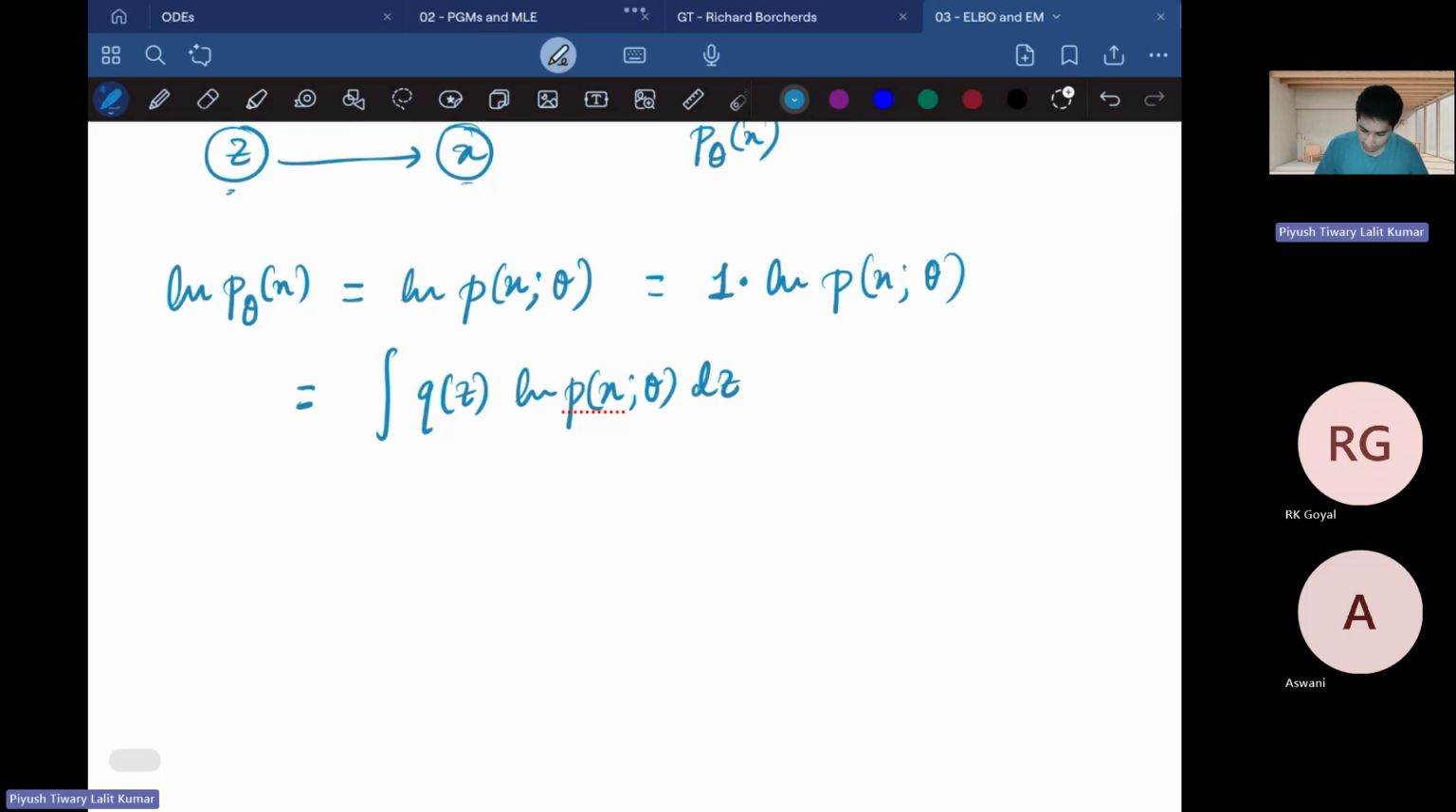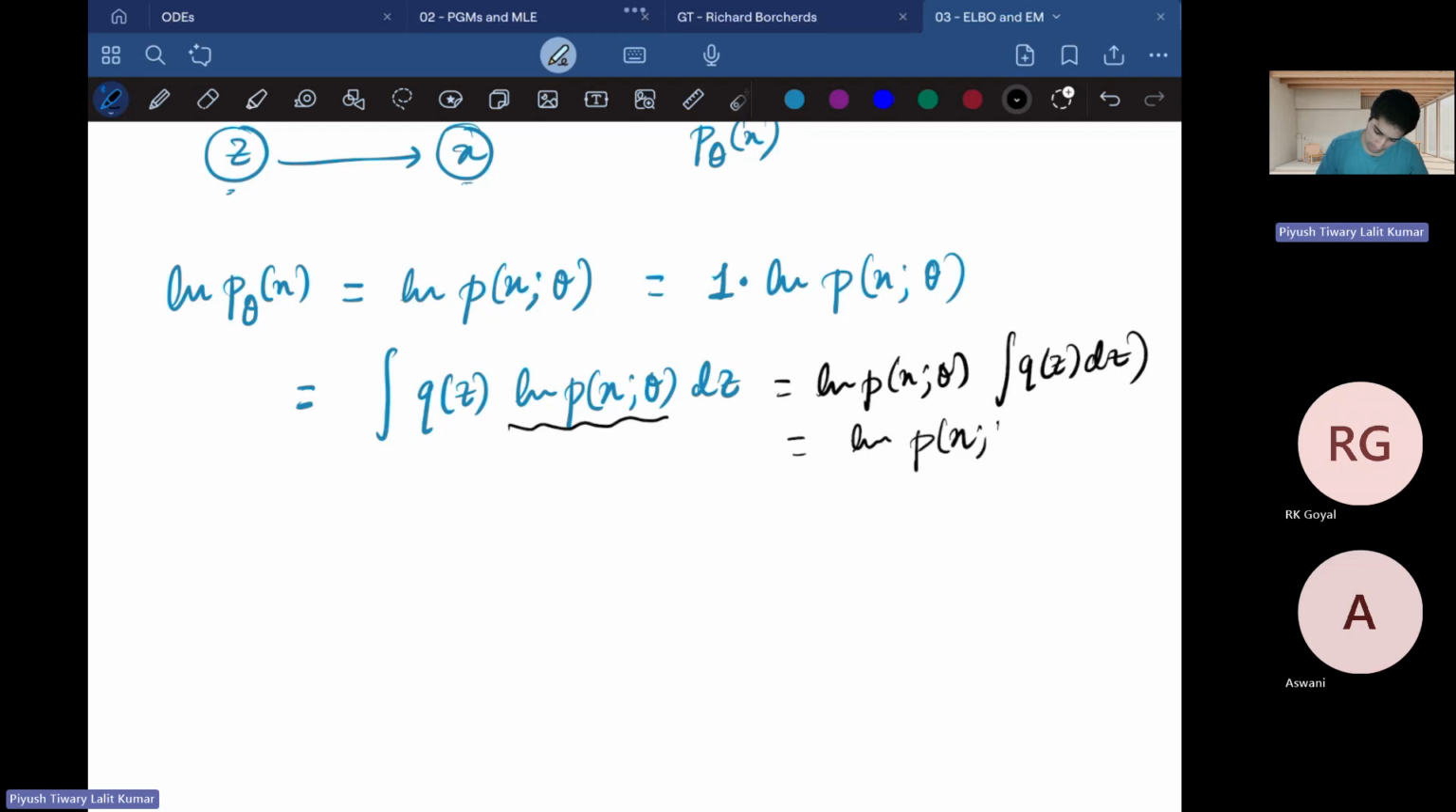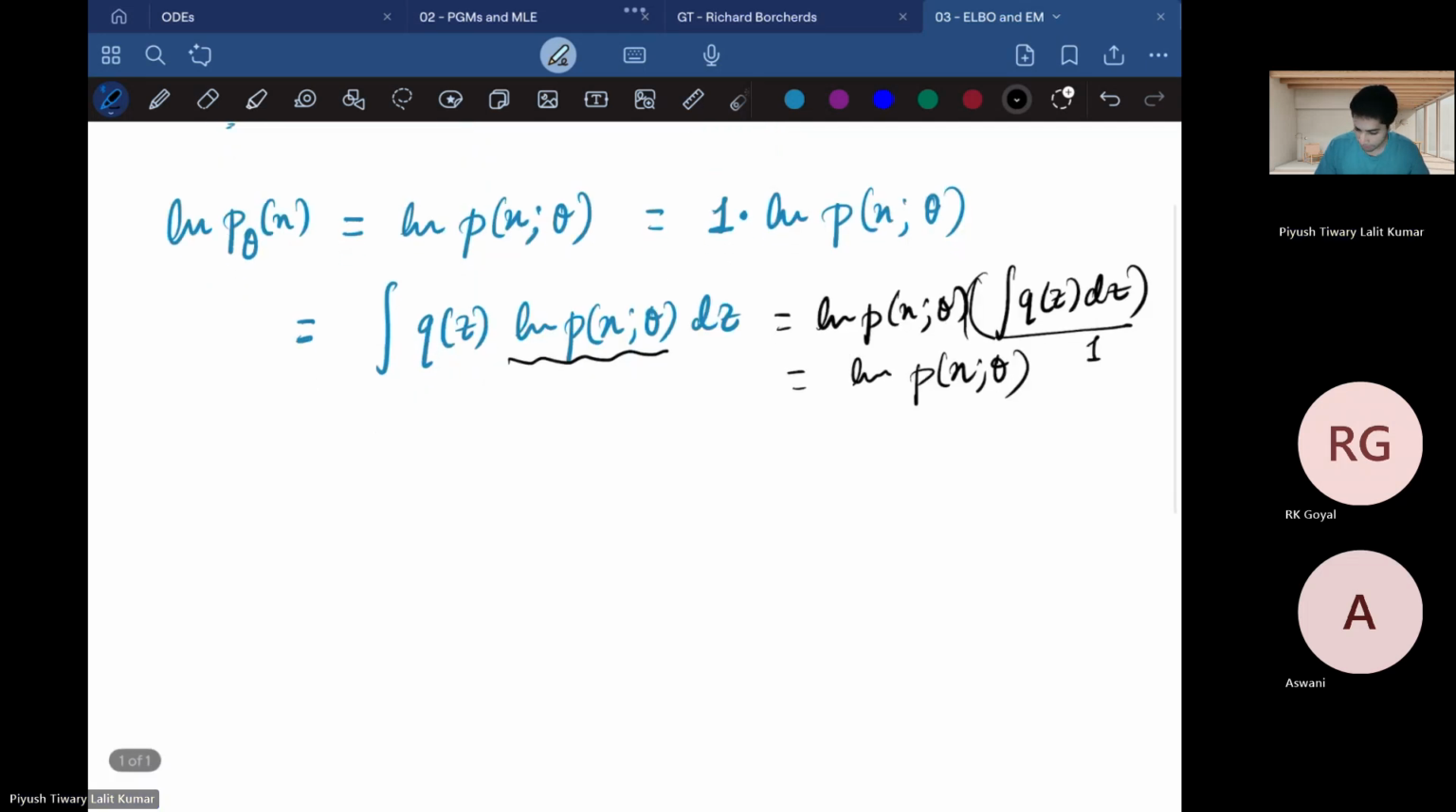Nothing fancy. Since this term is independent of Z, this thing will come out. ln P of X theta integral Q of Z dz, which is equal to nothing but ln P of X theta. So I have actually done nothing. This integral is just 1, so I have just multiplied with 1. Nothing fancy here. But why?